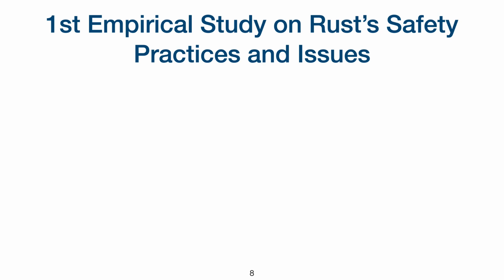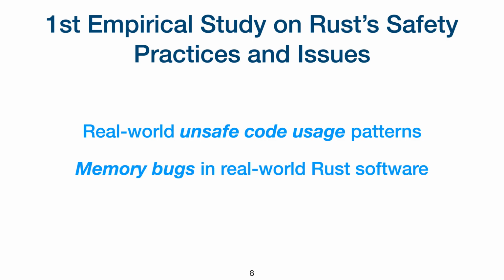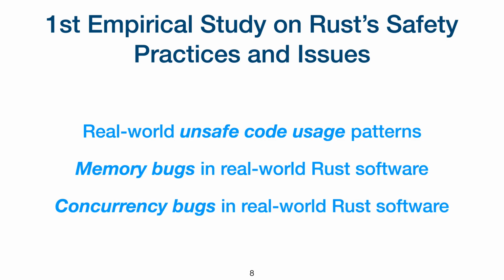Thus, we conducted the first empirical study on Rust safety practices and issues. Our study covers three aspects: how unsafe code is used, removed, and encapsulated in real-world Rust software; what types of memory bugs and what types of concurrency bugs there are in real-world Rust software; and how they are fixed.